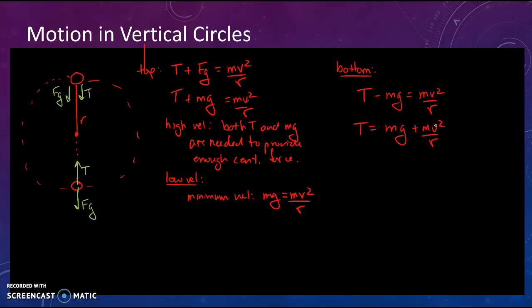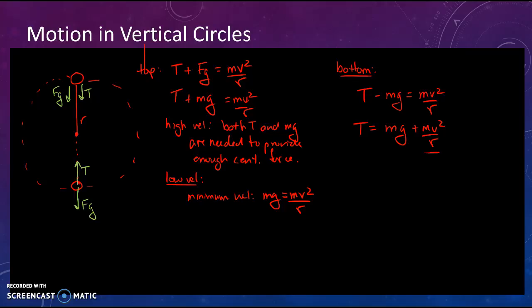So when we have an object going in a vertical circle and it's at the bottom, the tension of the string will no longer be equal to the weight of the object. It's going to be the weight of the object, because it's got to essentially counteract gravity, plus it has to add a little bit more to provide a centripetal force to make it go around in a circle. So these are the two types of situations that you'll see with vertical circles.